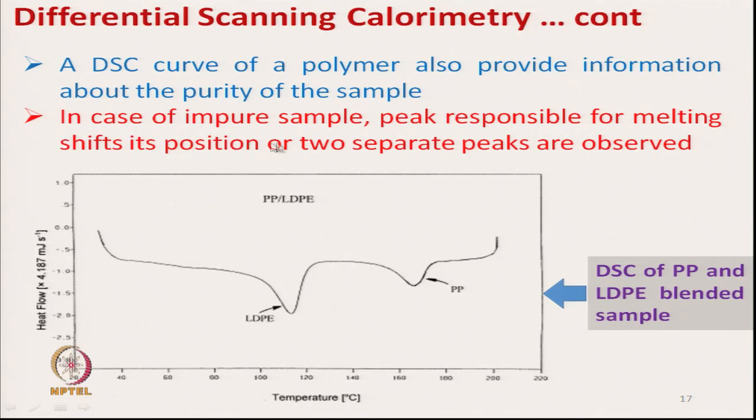In case of an impure sample, the peaks responsible for melting shift their position, or two separate peaks are observed. Either the peaks may get shifted in case of impure polypropylene or impure polymer, or it can show two or more different peaks. From there we can come to know whether the polymer is pure or impure.